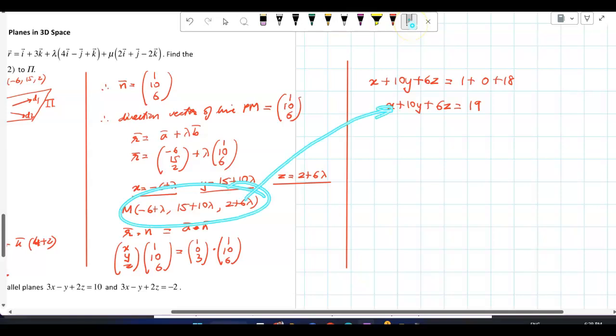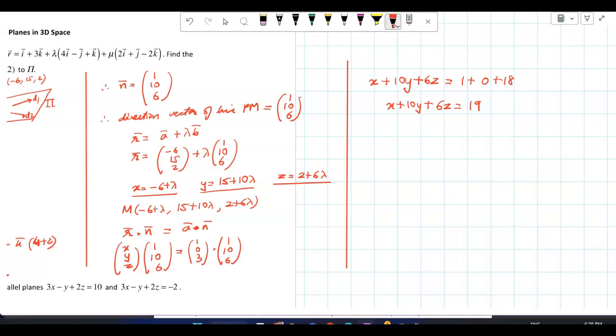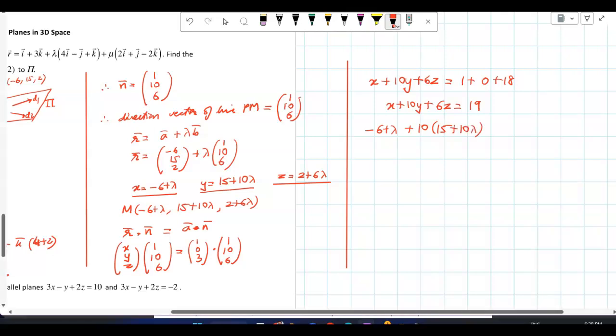Now you substitute the point. This point lies on the plane, so you substitute that: (-6 + lambda) + 10(15 + 10 lambda) + 6(2 + 6 lambda) = 90. And you solve for lambda basically. Minus 6 plus lambda, 150 plus 100 lambda, 6 2s are 12, 6 6s are 36.